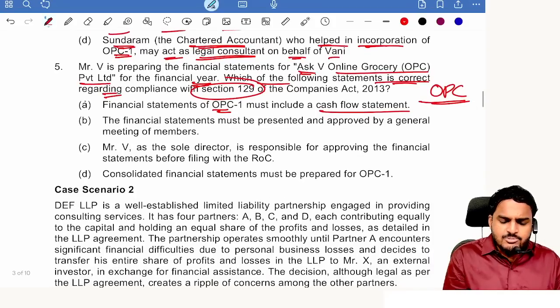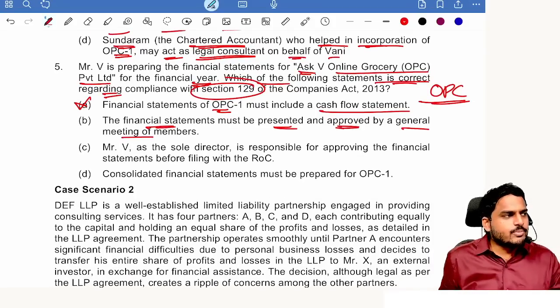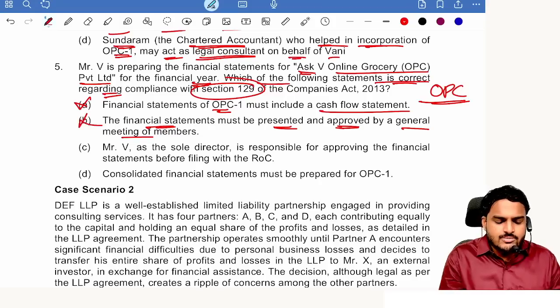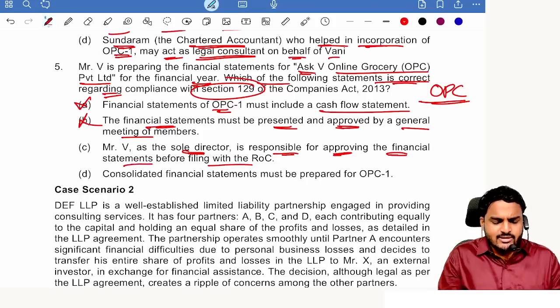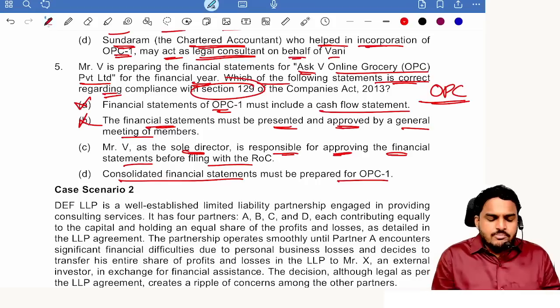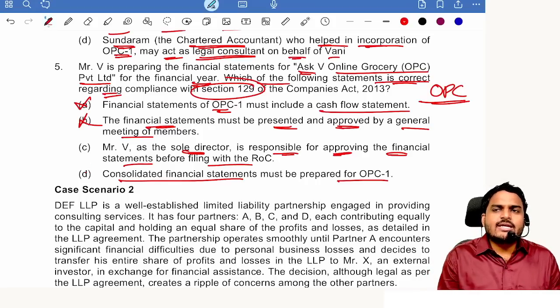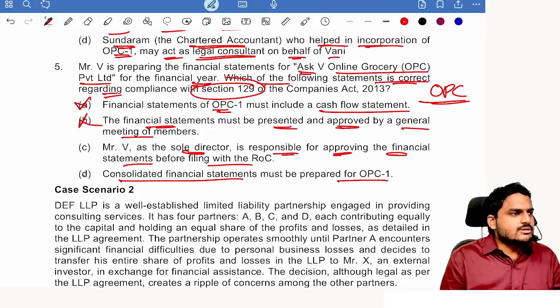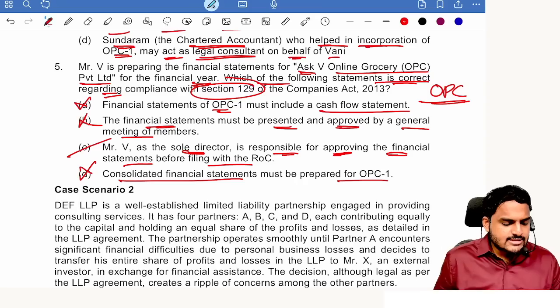Okay. Option A, wrong. Financial statement must be presented and approved by general meeting. OPC is exempted from general meeting. Wrong option. Mr. V as sole director is responsible for approving the financial statements before filing with ROC. Correct. CFS must be prepared. It is prohibited from carrying investment activities. Then how can it hold subsidiaries? No. So option C is the correct answer.